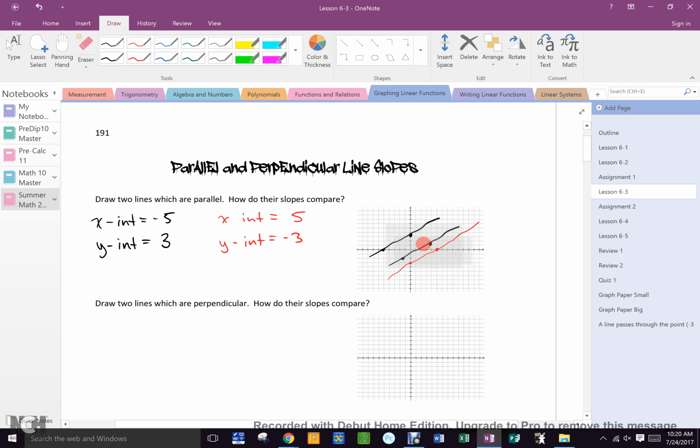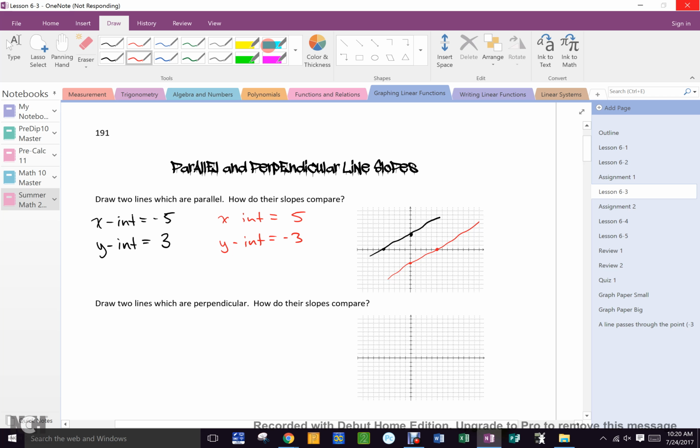If I take that and I slide it along there, you see that it makes the exact same line, yeah? It's quite visible. Okay. Now, what does that tell us? They're parallel. And what does that tell us about their slopes? Their slopes are the same.